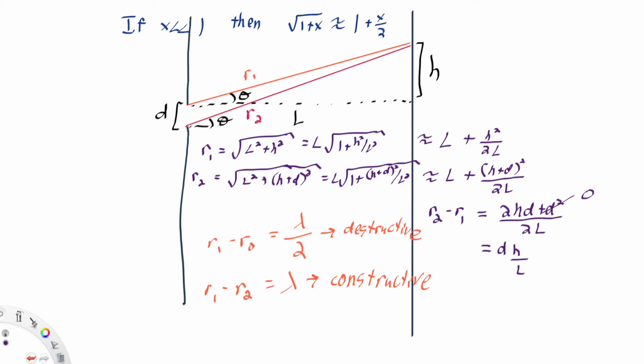Why is the d separate from the h over l? I just chose to write it that way because if we look back at our picture, h over l is sine theta.